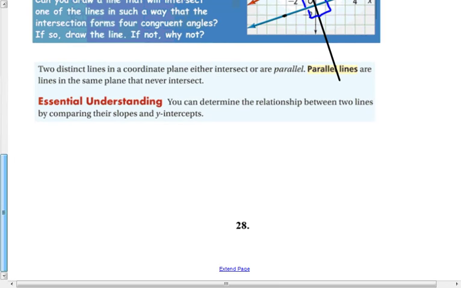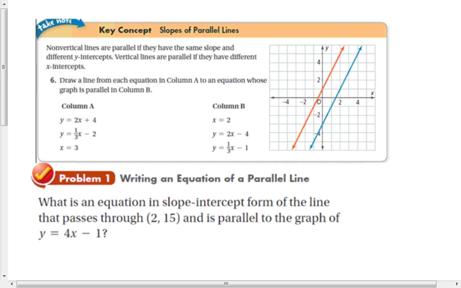Two distinct lines in a coordinate plane either intersect or are parallel. Parallel lines lie in the same plane and never intersect. So, key concept here, we talked about this before: non-vertical lines are parallel if they have the same slope and different y-intercepts. Vertical lines are parallel if they have different x-intercepts. So draw a line from each equation in column A to the equation whose graph is parallel in column B. I'll let you do that. You can check back for your answer.